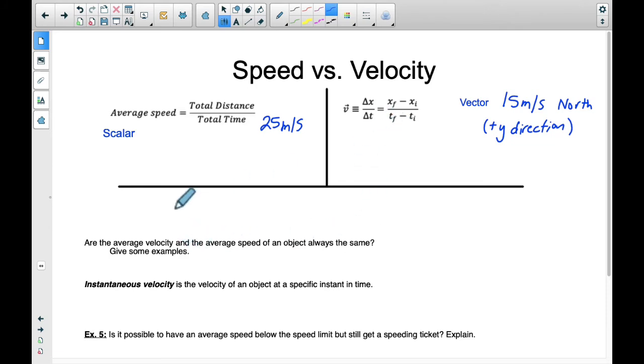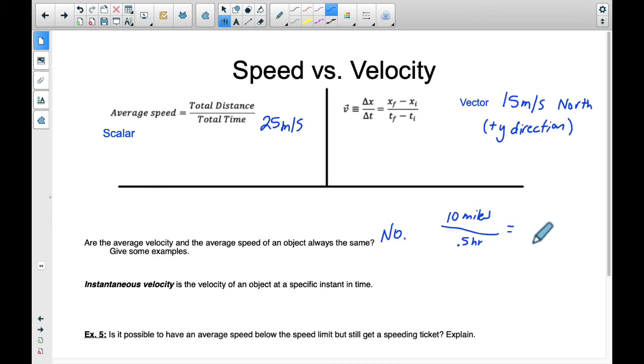Speed and velocity. Are the average velocity and the average speed of an object always the same? Well, no, they're not, because speed is total distance divided by total time. So let's say you're going on a bike ride, and on your bike ride you go a total distance of 10 miles, and you're going really, really fast, and so it takes you half an hour.